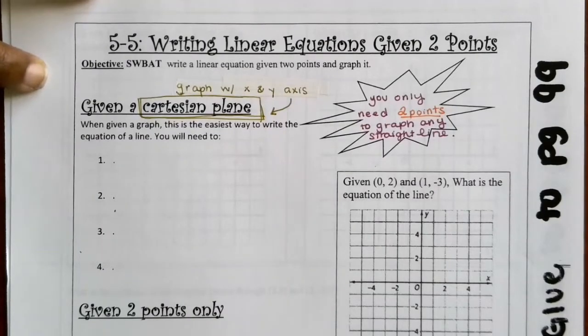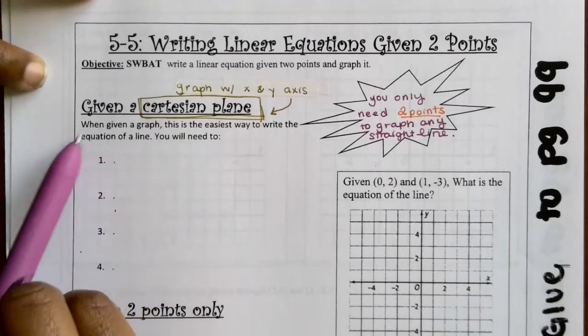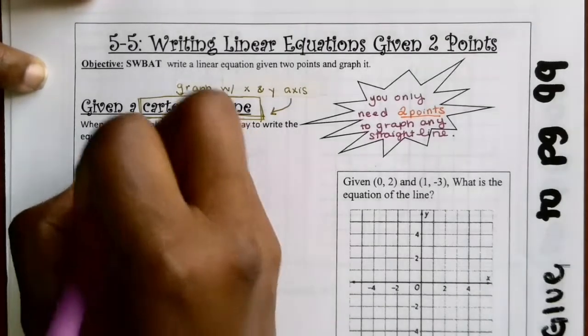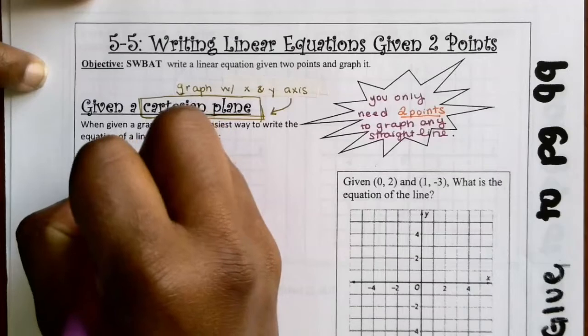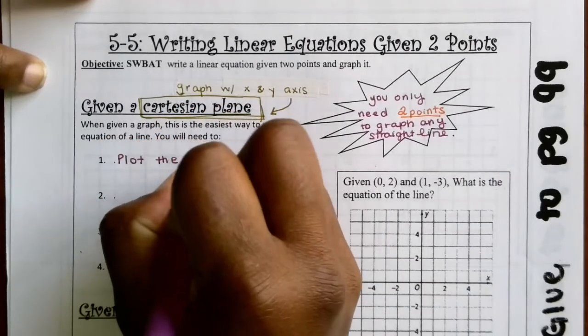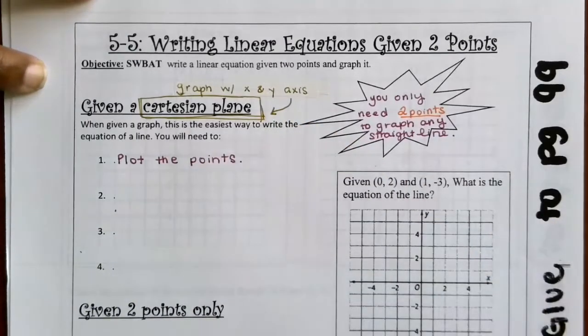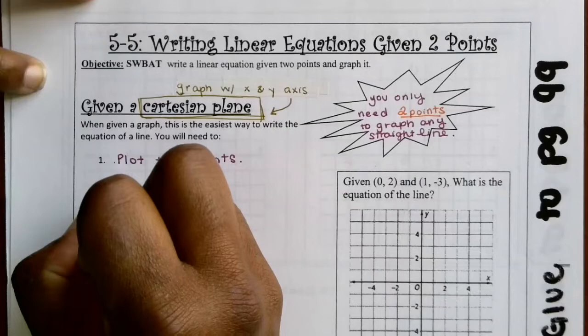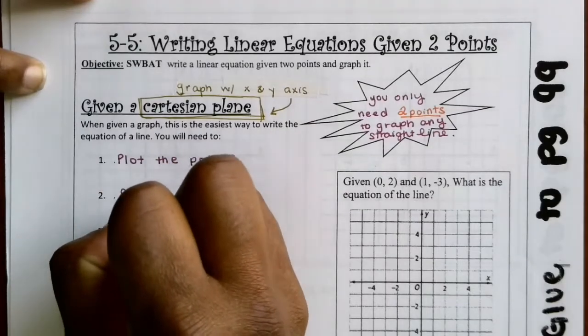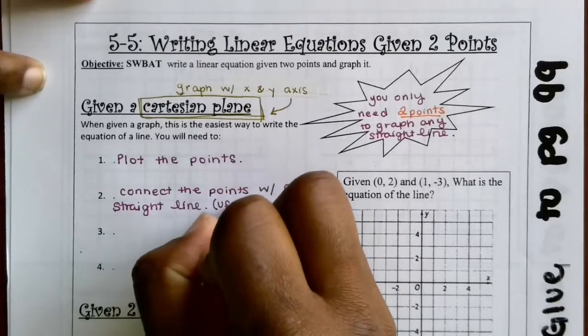So how can I write the equation of a line given 2 points in a Cartesian plane? When given a graph, this is the easiest way to write the equation of the line. You'll have to follow the next 4 steps. The first is to plot the points on your graph. The second step is to connect the points with a straight line. Please, please, please make sure that you are using a ruler or a straight edge.